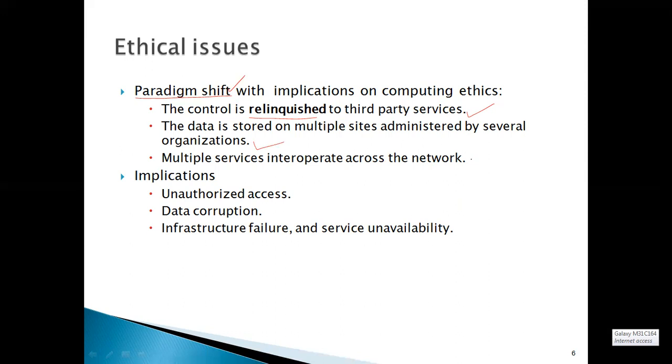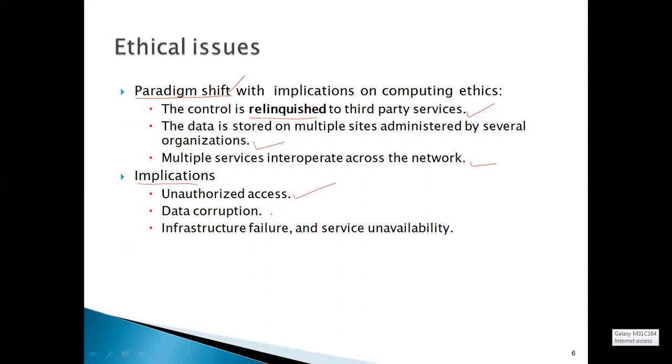interoperate across the network. So here, relinquishing control means that unauthorized access, data corruption, infrastructure failure and services unavailability are some of the risks related to relinquishing the control to third-party services. So we'll see some of the implications. What are the implications? Unauthorized access will be there. As I told you, though we provide security to the cloud, unauthorized access might be there. This is one of the challenges in cloud computing.